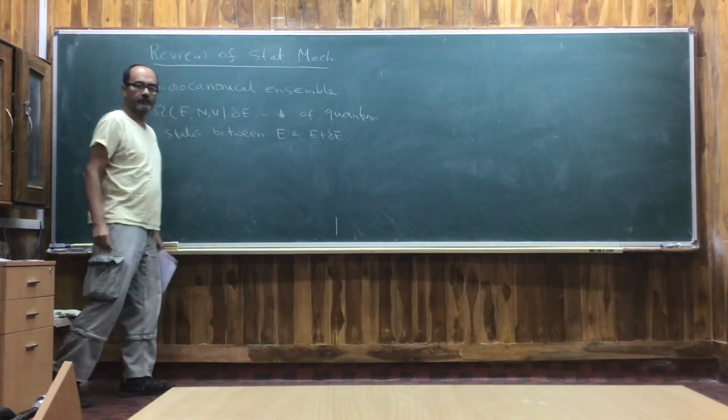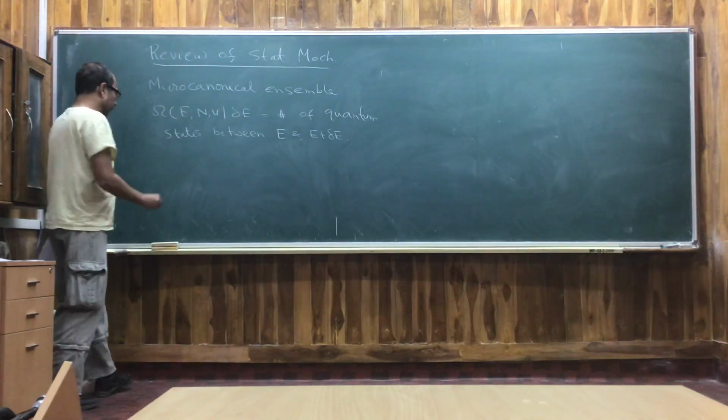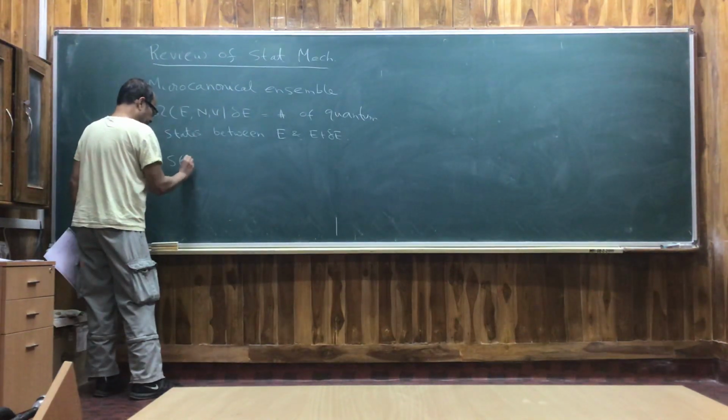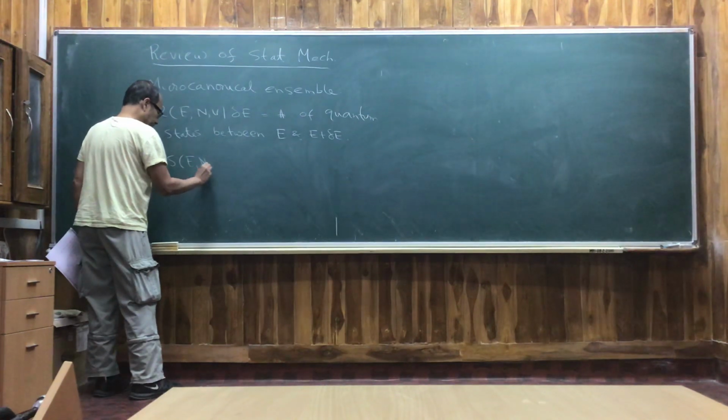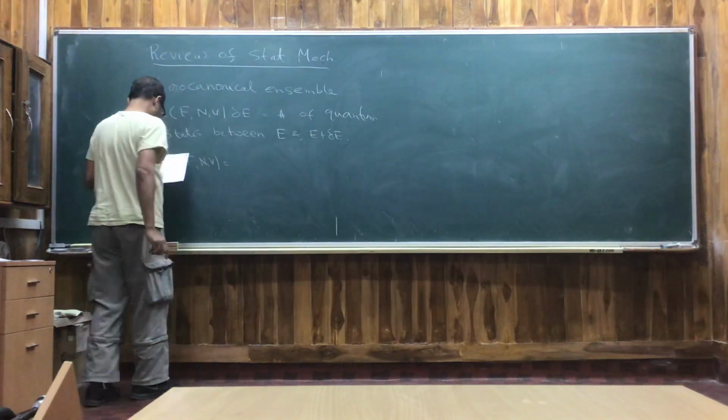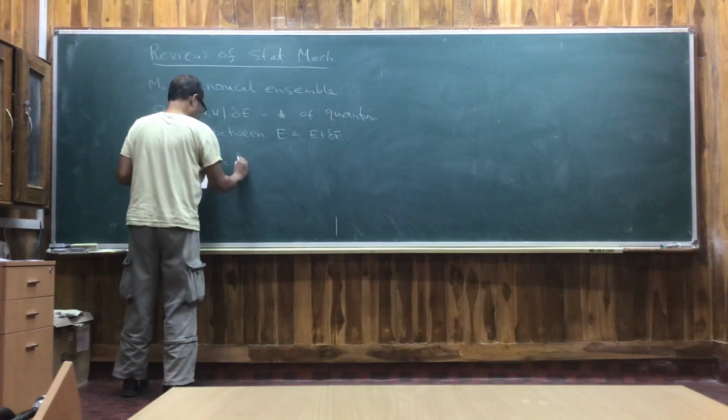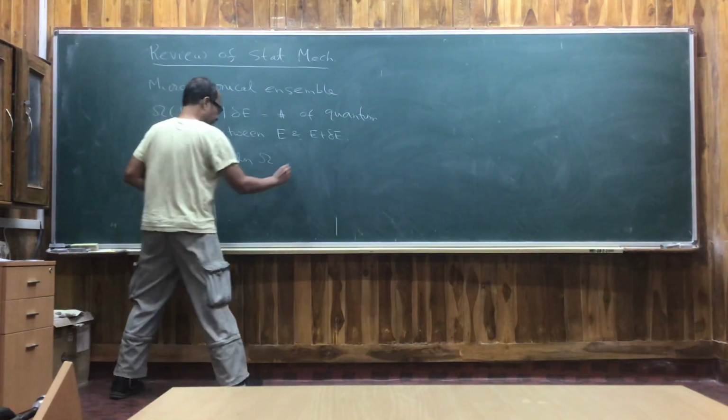Given this, we define the entropy S(E, N, V) as log omega. I am setting the Boltzmann constant equal to 1. This is the unit we will be working in.